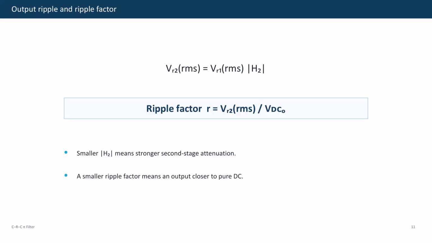The RMS ripple at the output equals the ripple applied to the second section multiplied by the magnitude of its transfer function. The ripple factor is the output RMS ripple divided by the DC output voltage. It is dimensionless and is often expressed as a percentage. A smaller transfer magnitude and a smaller ripple factor both indicate cleaner output voltage.